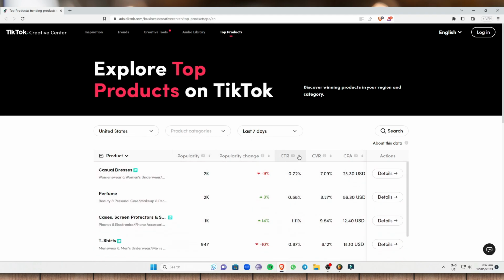So let's head straight on to CVR, which is conversion rate. It is the percentage of results achieved out of all the clicks on the ad based on the ad objective. So for example, what this simply means is once a certain person sees an ad about casual dresses, and she or he clicks on that ad, and once he or she buys that product, that will be added to the conversion rate. So as you can see right here, based on my own personal experience, gadgets and women's clothing are the best.